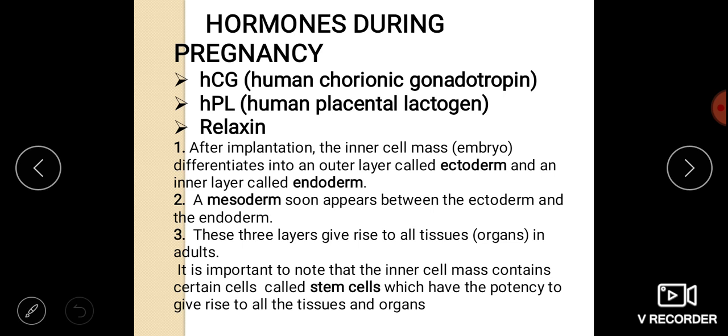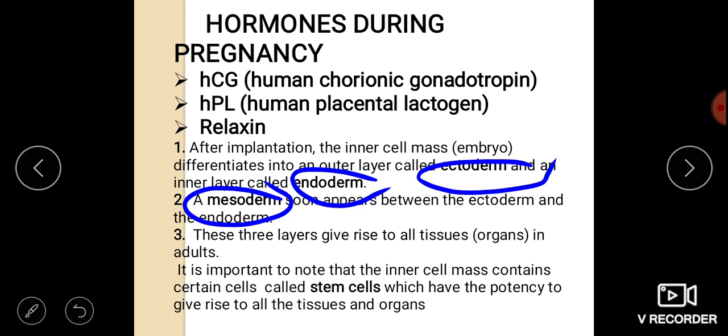So as soon as the embryo gets implanted on the walls of the uterus, what happens? It starts differentiating into three germinal layers. We call this stage gastrulation. So three layers, you can see the ectoderm, the endoderm, and the mesoderm are being formed. Ectoderm is the outermost layer, endoderm is the innermost layer, and mesoderm is formed in between the ectoderm and the endoderm. That's why we all are triploblastic animals.